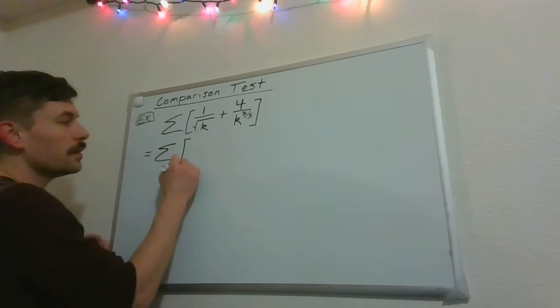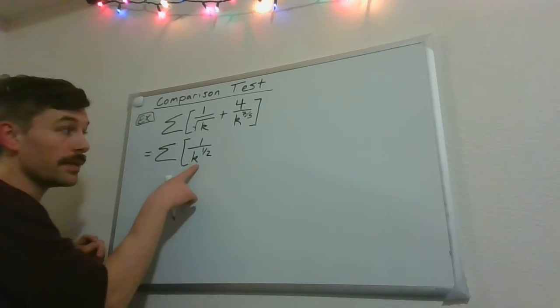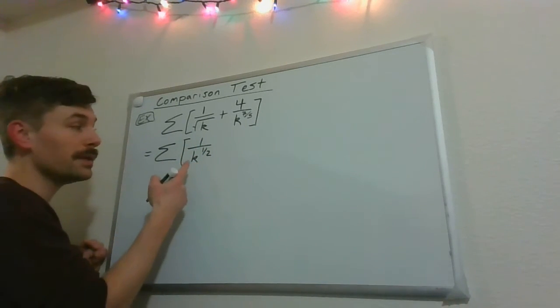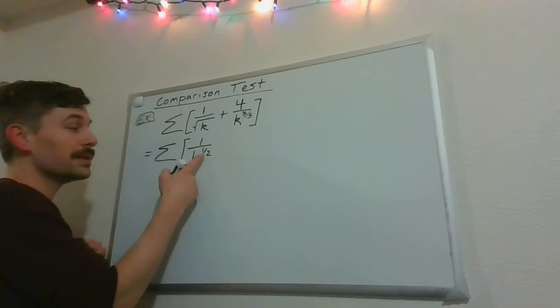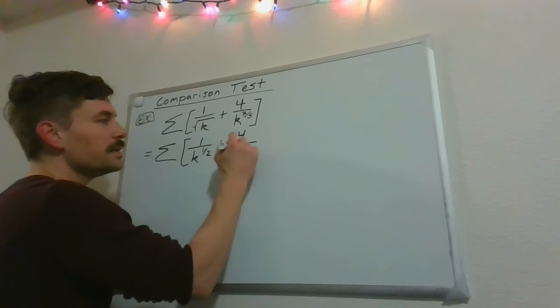So let's think about it like 1 over k to the 1/2. Now that part alone, this is another p-series, but now p is less than or equal to 1. This is going to diverge if it's by itself. So why is that important?